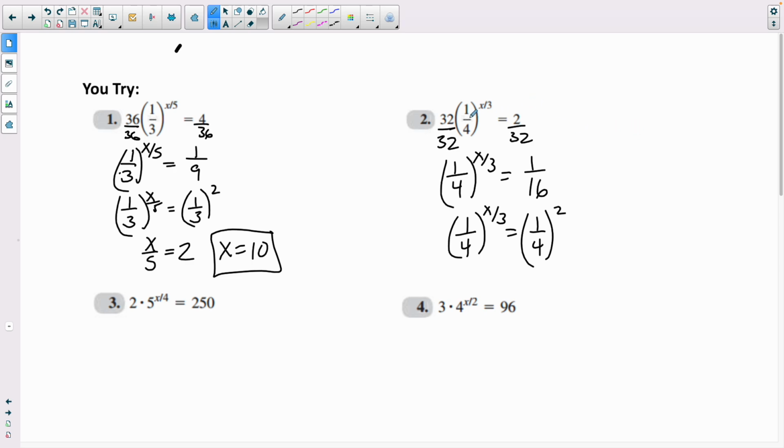Now I know in some other examples we brought everything to the top, and that was mainly because one side was fractional and the other side was not. But since both of these are fractional, I'm going to just leave it as 1/4. So this means x over 3 is equal to 2. And so in this case, x equals 6.